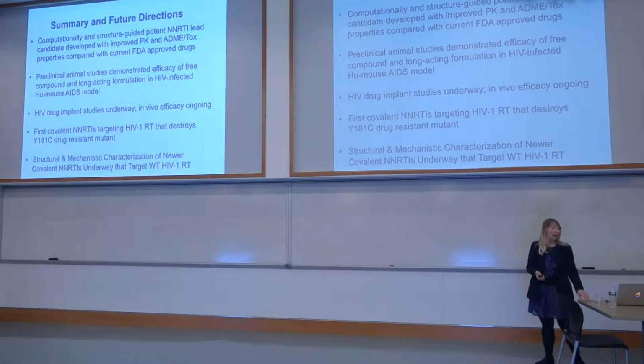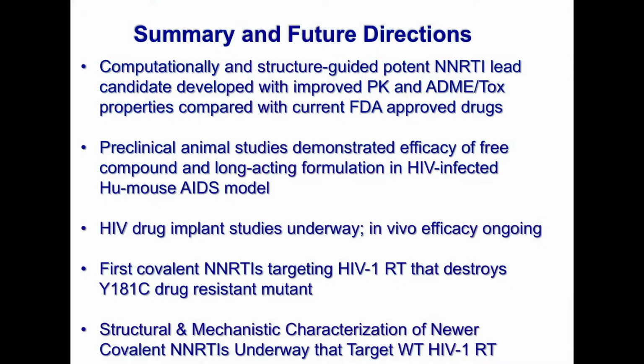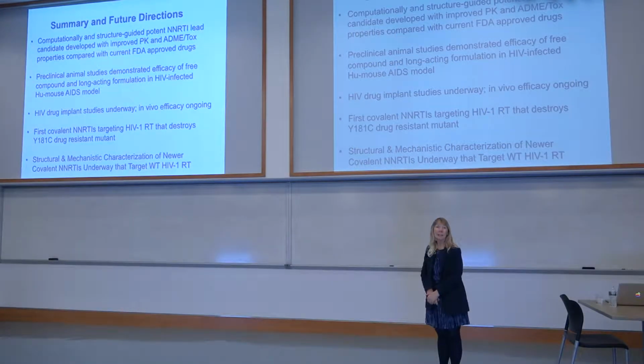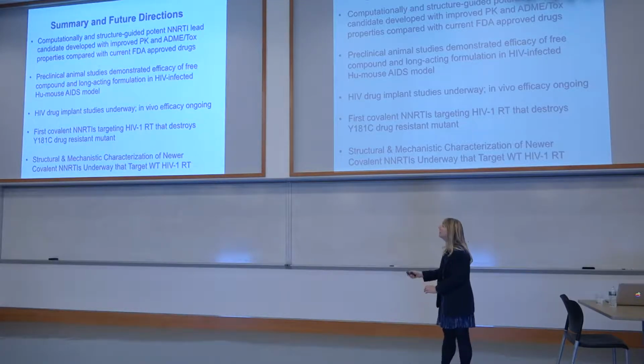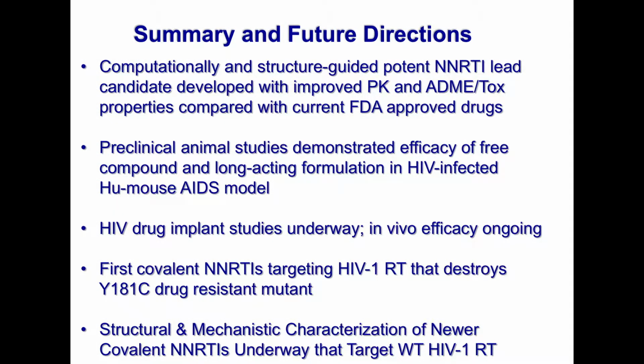So I'd just like to finish up now and summarize what I've told you and some future directions. I wanted to give you an example where we've used a computationally guided and structurally informed strategy to make potent non-nucleoside drugs that have improved pharmacological properties, and they're comparable to the current FDA-approved drugs. We've shown that they have efficacy in an animal model, and we've actually had a long-acting formulation that has efficacy in an animal model. And we have implant studies that I mentioned that we're quite excited about.